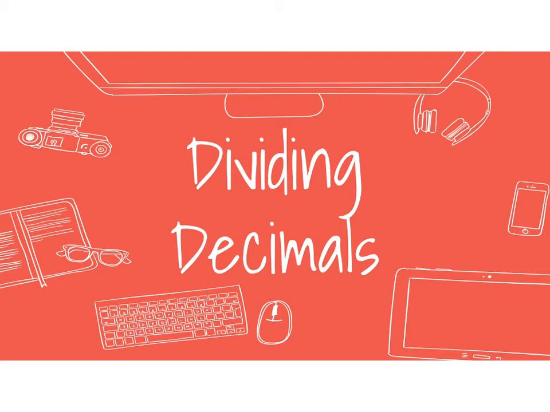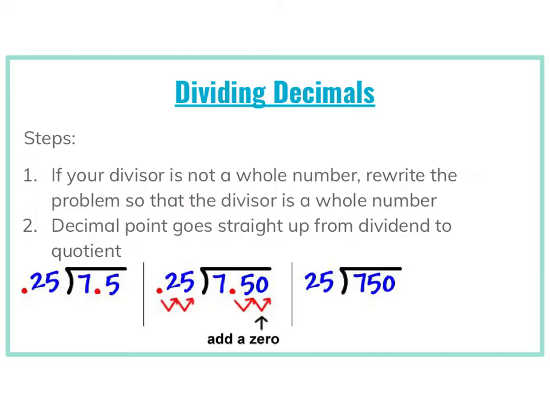Hi guys, today we are learning how to divide with decimals. We are used to seeing a decimal in our dividend number, but what happens when we have a decimal number in our divisor?